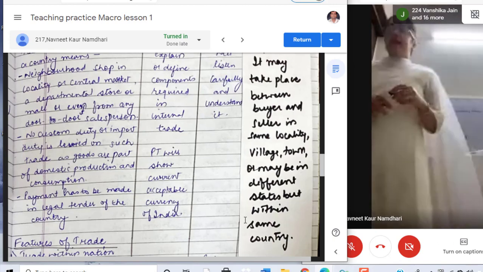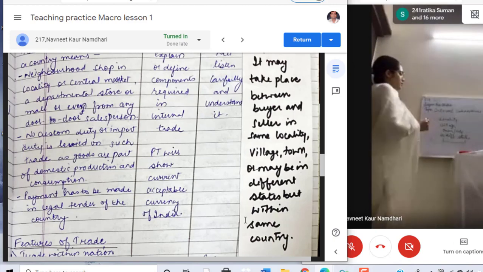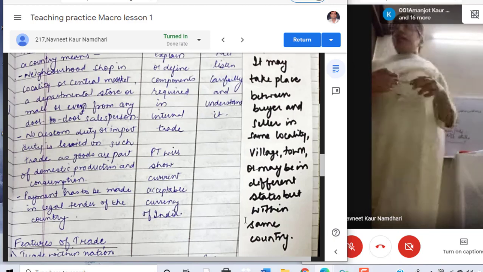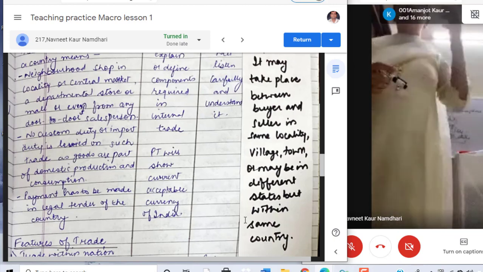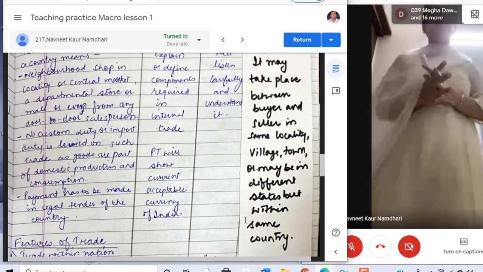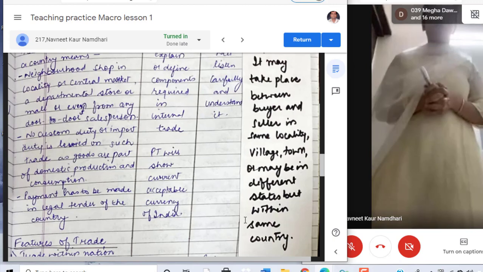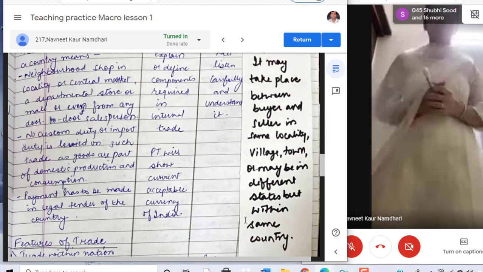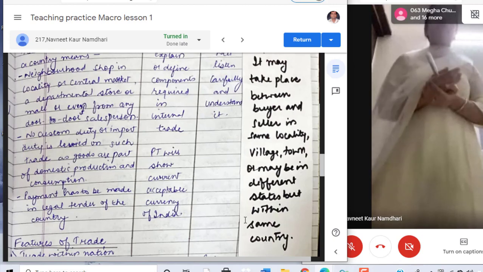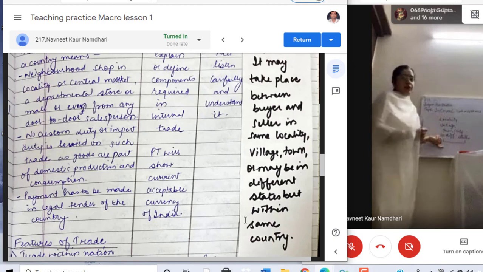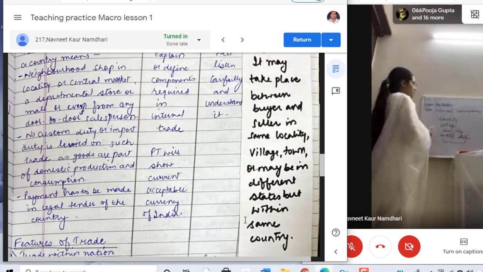So trade that takes place in a neighborhood shop in our locality, or a central market or a departmental store, we refer to as internal trade, or even door to door selling, or from malls, we refer to under internal trade, right?